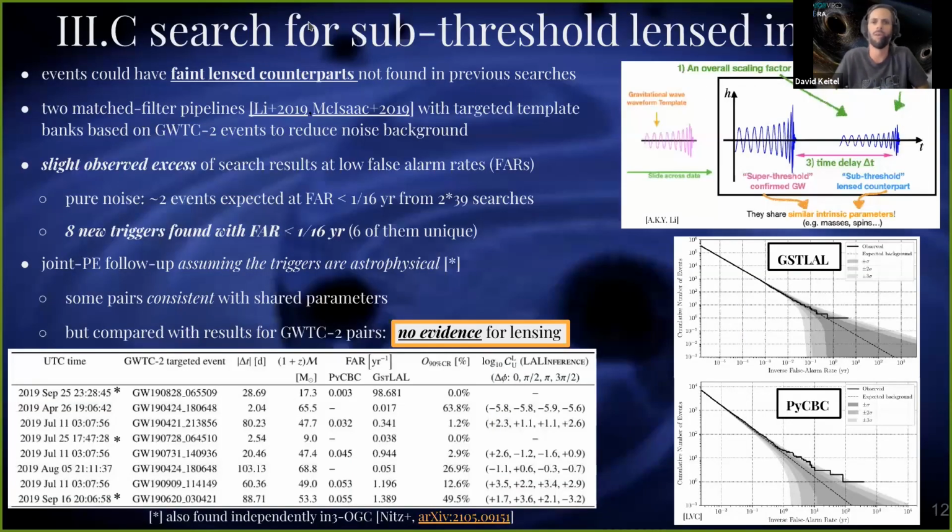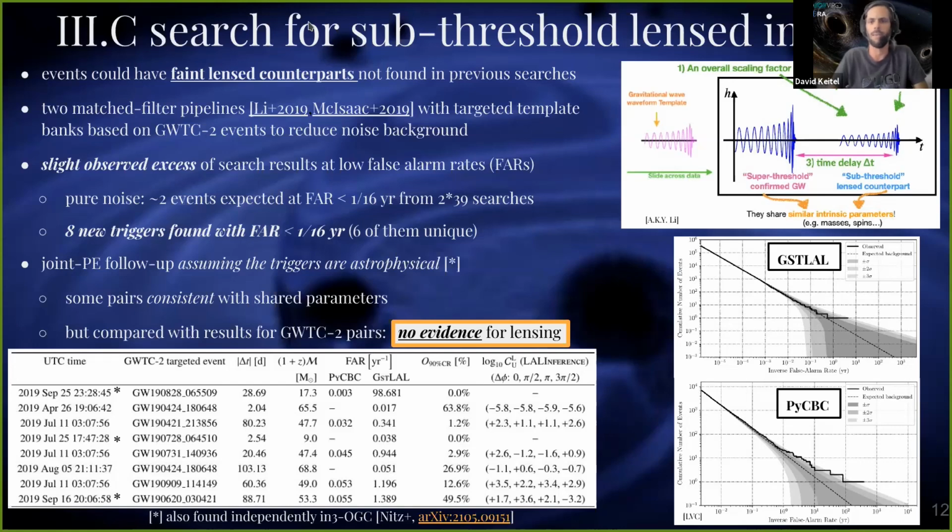As another analysis, we also searched for fainter counterparts that might have not been seen individually before. The idea here is that if one image is weaker in a lensing situation, then you can look for the same parameters of known events and try to dig it out of the noise with matched filtering. We did this with two pipelines and found actually a slight observed excess of new events over what you would expect from pure noise alone by doing this set of targeted searches. You would expect about 2 of them, and we found 8. So a nice list of candidates that could then also be followed up again with a joint Bayesian parameter estimation.